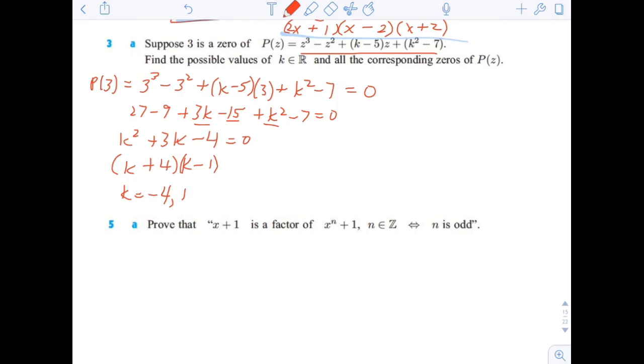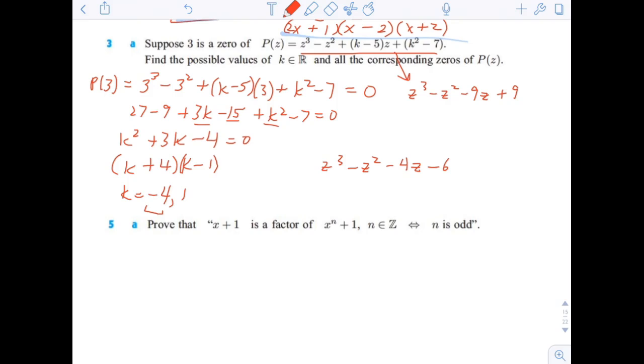Okay, so let's say if k is negative 4, what does this become? Then we would have z cubed minus z squared minus 9z, and negative 4 squared is 16 minus 7, which is plus 9. So that's a possible polynomial. And then the other possible polynomial would be z cubed minus z squared minus 4z, because it would be 1 minus 5. And then 1 squared minus 7 would be negative 6.